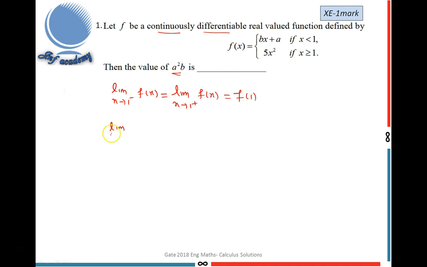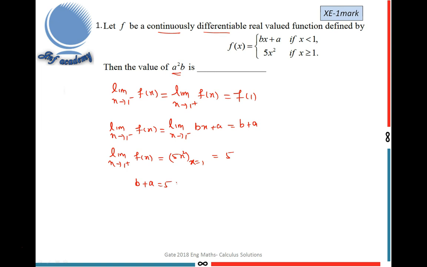So the value of limit x tends to 1 minus f of x, where 1 minus means the x less than 1 piece, is limit x tends to 1 minus of bx plus a. This is equal to b plus a. Limit x tends to 1 plus of f of x, the value is 5x square at x equal to 1. This is equal to 5. And f of 1 is also 5, because the x equal to 1 condition is 5x square. So b plus a equal to 5.